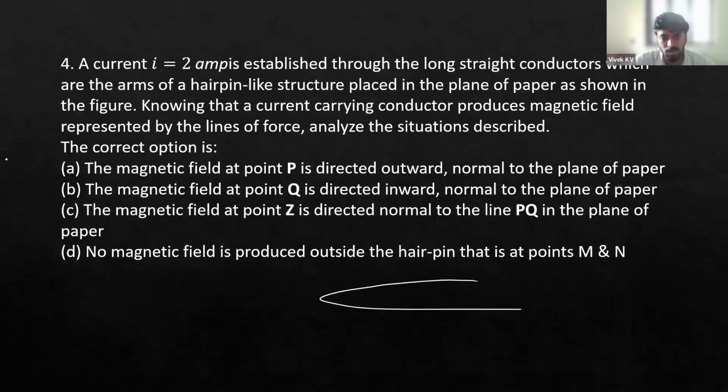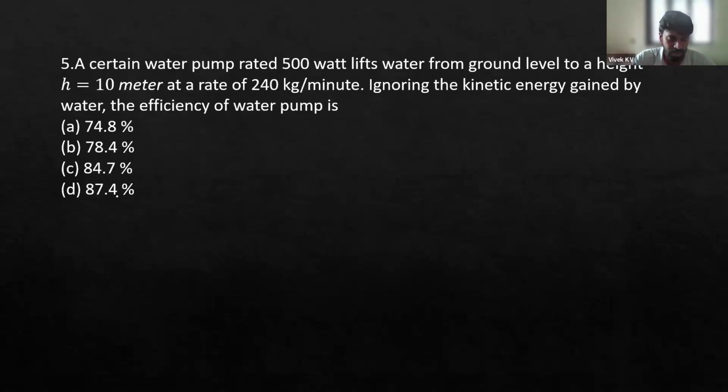And now, magnetic field is produced outside the hairpin, that is at the points P and N. Okay, so basically magnetic field will be produced, but the effect of magnetic field is being cancelled out. So the correct option, or the most obvious option, is option number C. The magnetic field at point Z is directed normal to the line PQ in the plane of the paper.